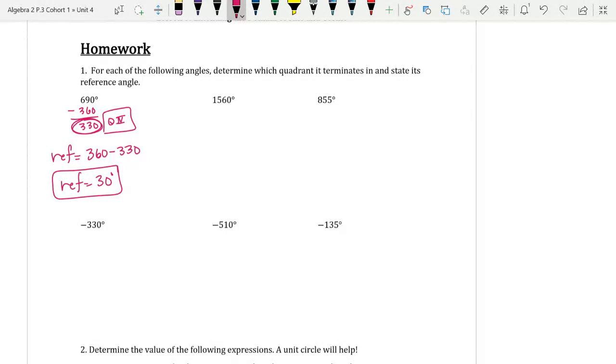1560 is really big. If I subtract 360 once, twice, 3 times, 4 times, I'll finally get 120, which is a quadrant 2 angle. Again, just keep subtracting 360 till you get a number that's between 0 and 360. In quadrant 2, the rule for the reference angle is to take 180 and subtract the angle. Again, we're using this angle we just found. So the reference angle here is just 60 degrees.